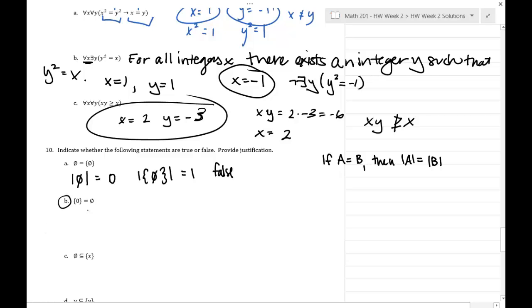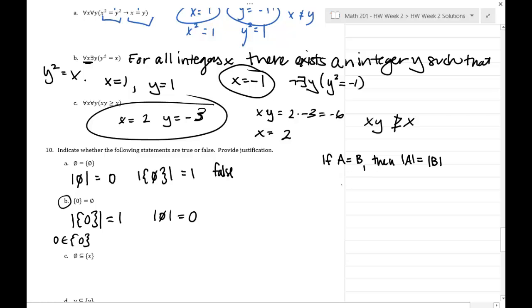And the same story works on part B. The size of the set containing 0 is 1. There's 1 element in that set, and it is 0. 0 is the only element of the set containing 0. But the size of the empty set, by definition, is 0. So since the cardinality is not equal, then I know the sets aren't equal.